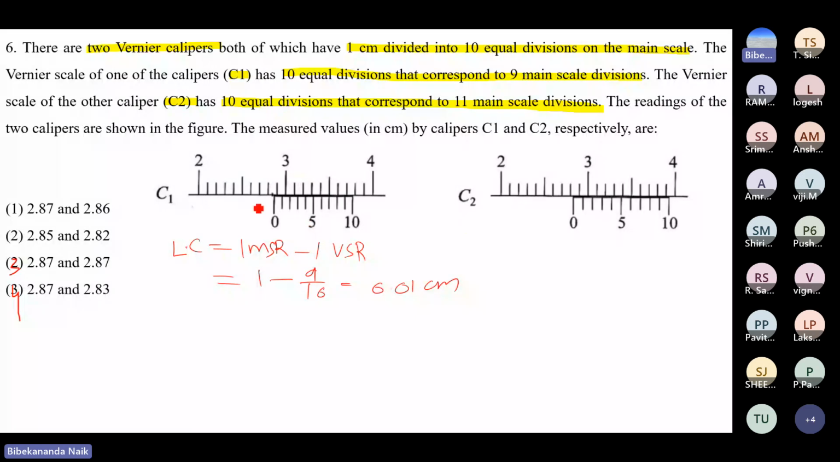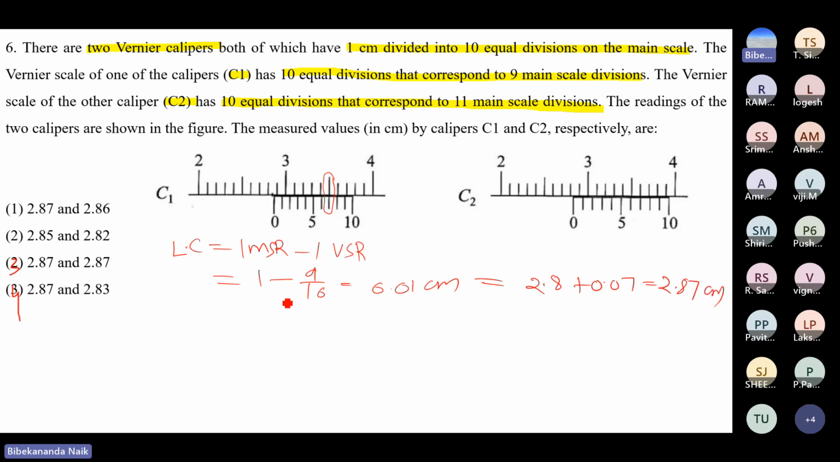And if we compare, in case of C1, the reading is 2.8. If the main scale reading is 2.8, and the seventh division coincides with any one of the division of the main scale, so it will be 2.8 plus 0.07, that is 2.87 centimeter.